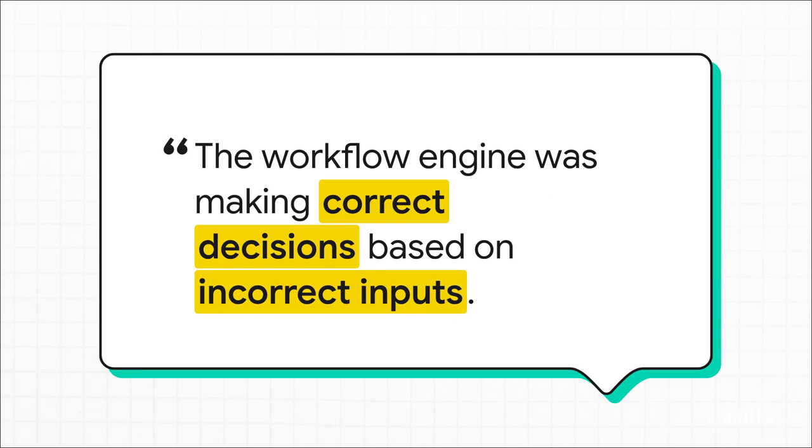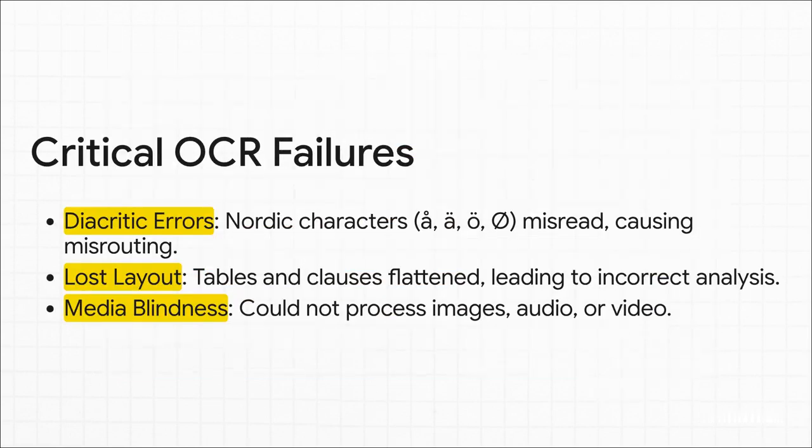The downstream logic, the business rules, they were all working perfectly. But the entire system was failing because the data it was being fed was fundamentally broken. It's the absolute definition of garbage in, garbage out, but with some really serious business consequences. And here are the specific ways it failed.